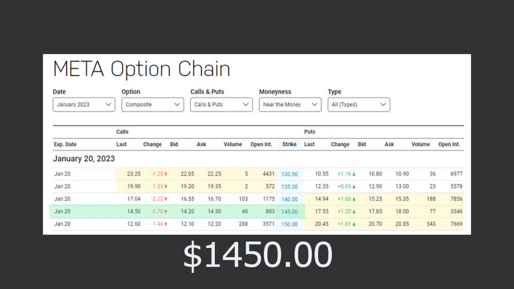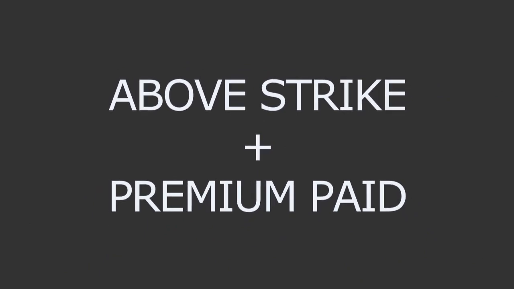So just for an example, let's say you want to buy this call option using the last transaction. It would cost you $14.50 per share, or $14.50 times 100 shares for $1,450. So as a trader, you want the stock price of Meta to be above $145, and then plus the premium that you paid of $14.50 by expiration in order for you to make a profit.